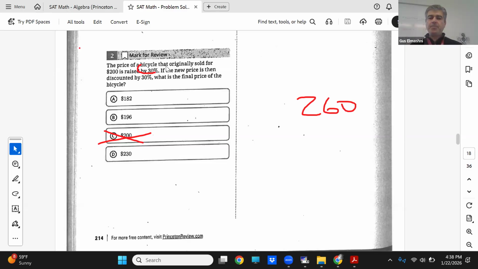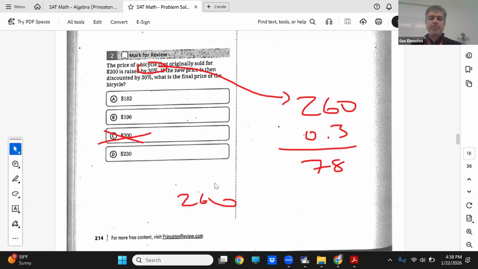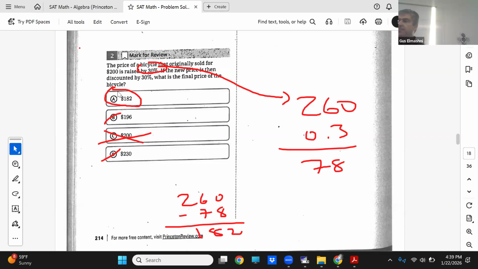No, you said 2.3. No, 0.3 times 260 is 78. Yeah, it should be 182. So we did 0.3 times 260, and we got 78. Now what do we do with that 78? Take it away from 260. I did that right now. So is it 178? I first did it here to get 60 and I added it on.